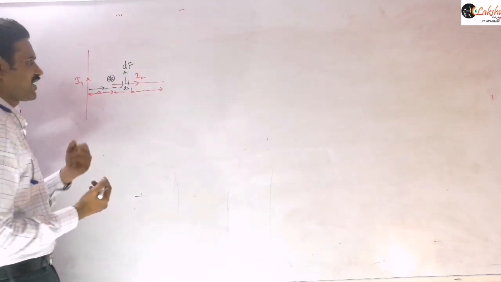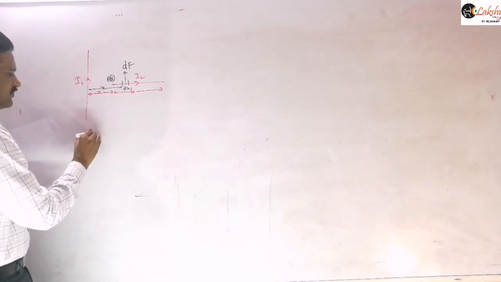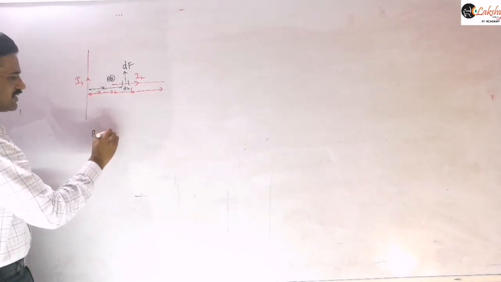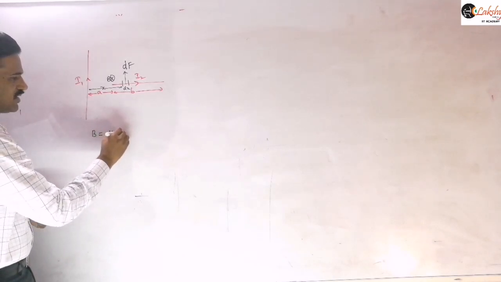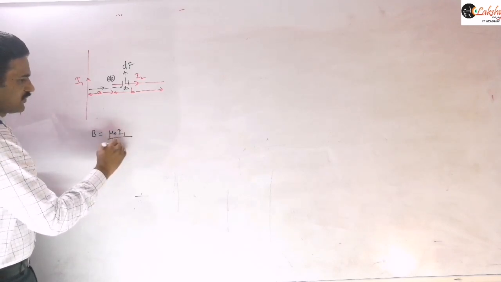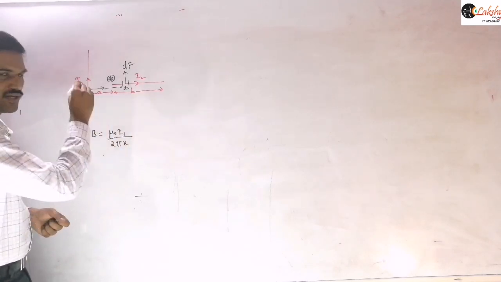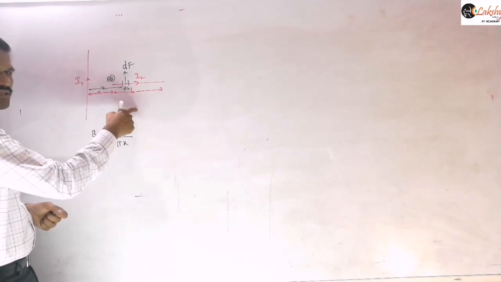So now let us write the magnetic field expression first. The magnetic field at that point we can write as mu naught I1 by 2 pi x, because it's an infinitely long wire. This wire is infinite, but this one is finite.